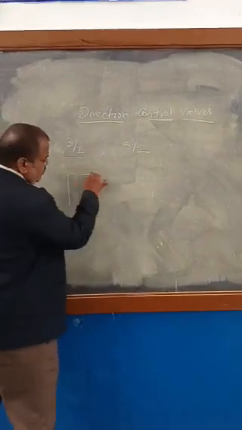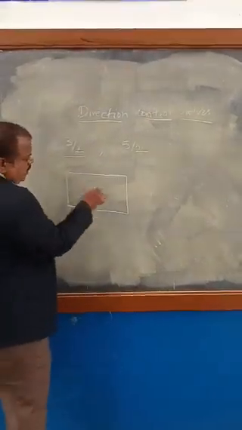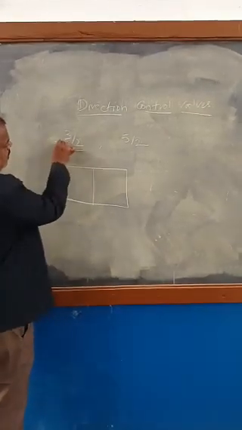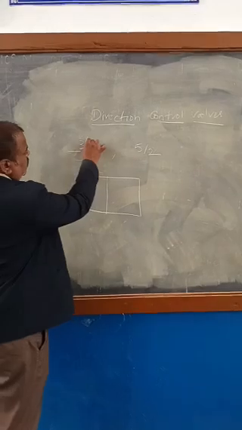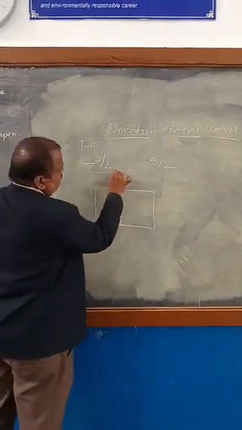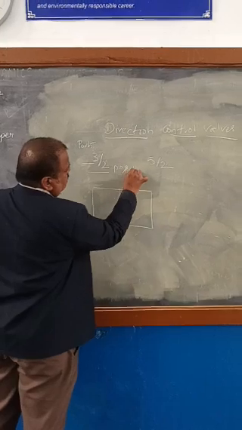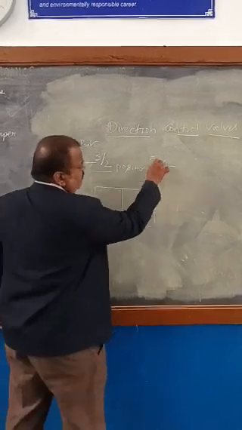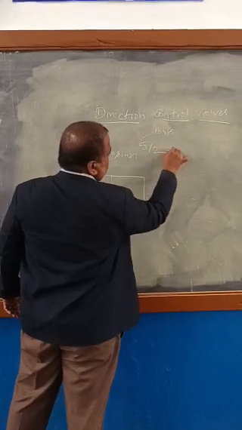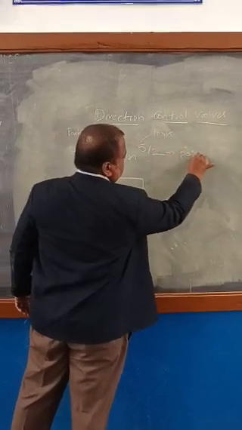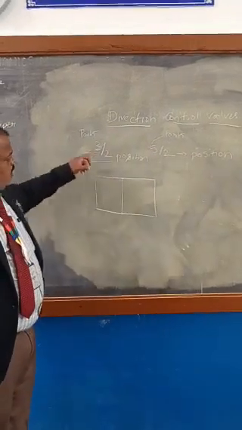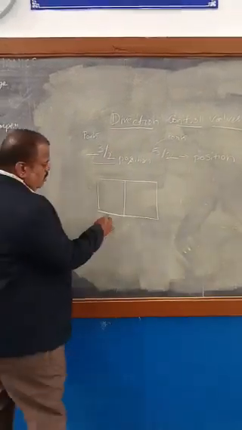Okay, so in 3x2, 3 refers to 3 ports and 2 position. And here in 5x2, 5 refers to 5 ports and 2 position. Okay, so first we will see what is the 3x2 direction control valve.